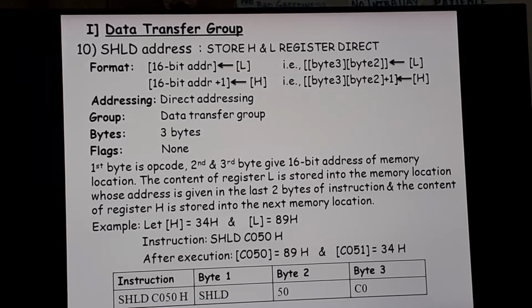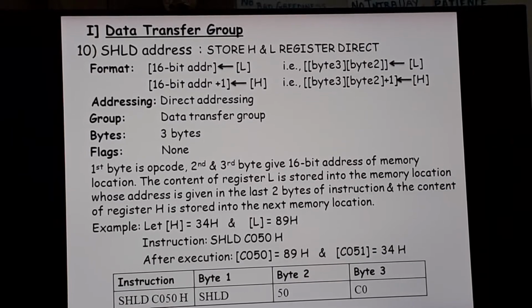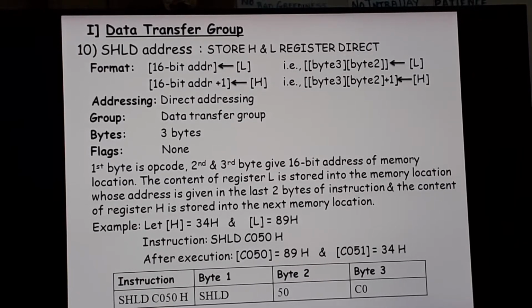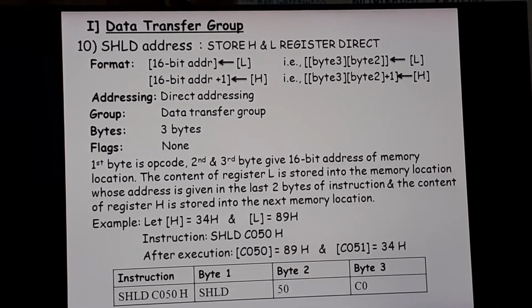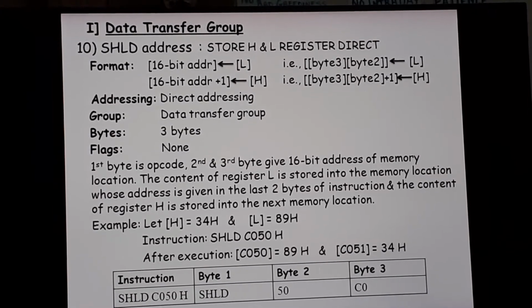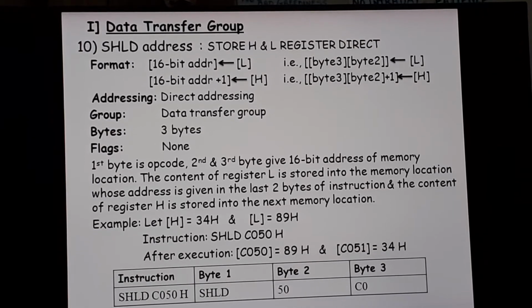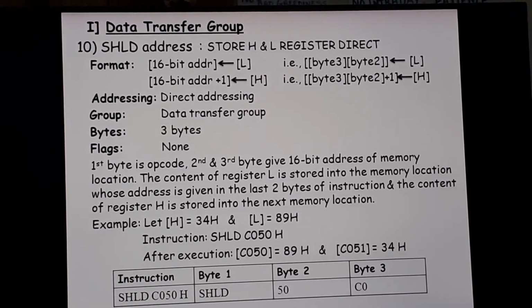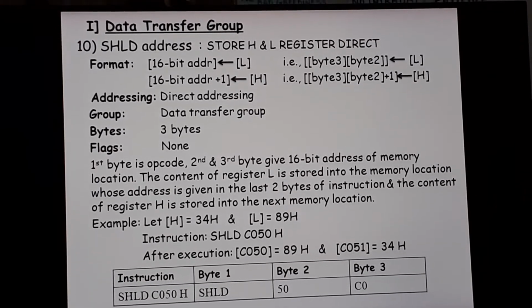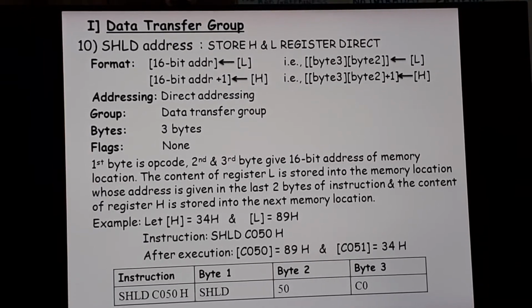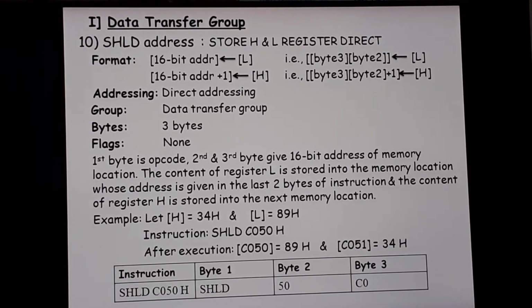H means 1 plus the 16-bit address, and L means the 16-bit address. Okay, now let us see the example here. Example I have taken: let the H register be 34H and L be 89H. Now the instruction is SHLD C050. You can consider any address, but you need to consider a 16-bit address compulsorily.